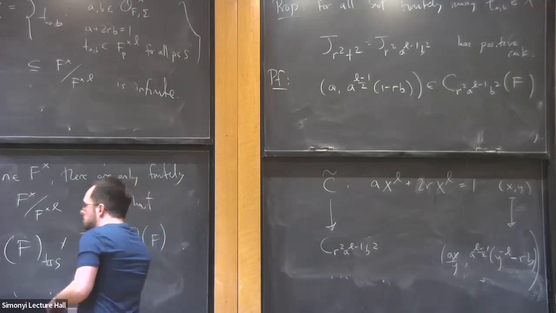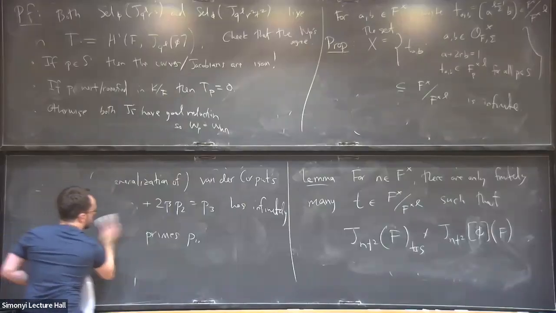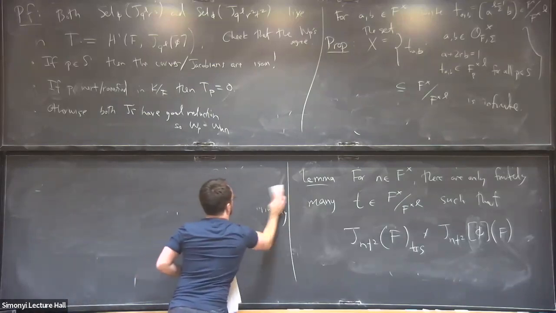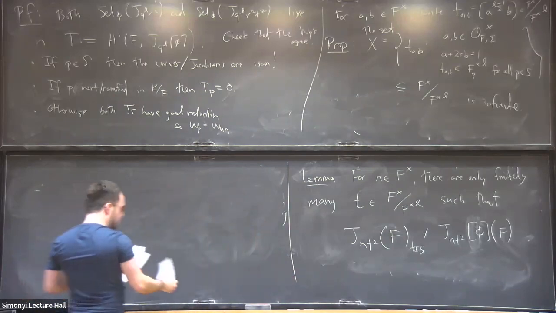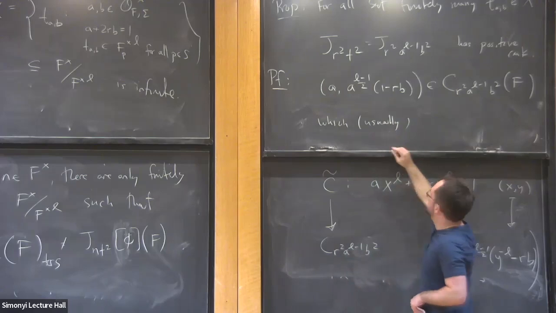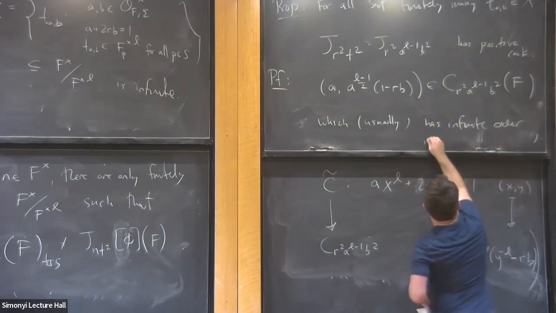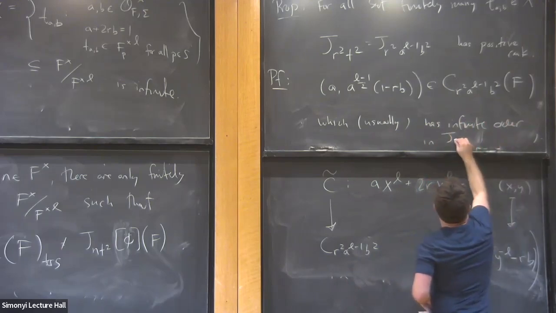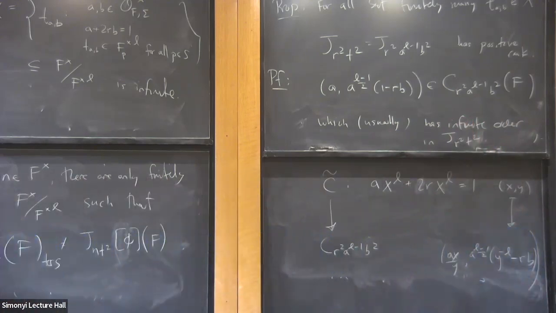Okay, and so now we're done because this point, in other words, for all but finitely many T, has infinite order. And it's in the Jacobian, J_R squared T squared. T is T_AB, of course.